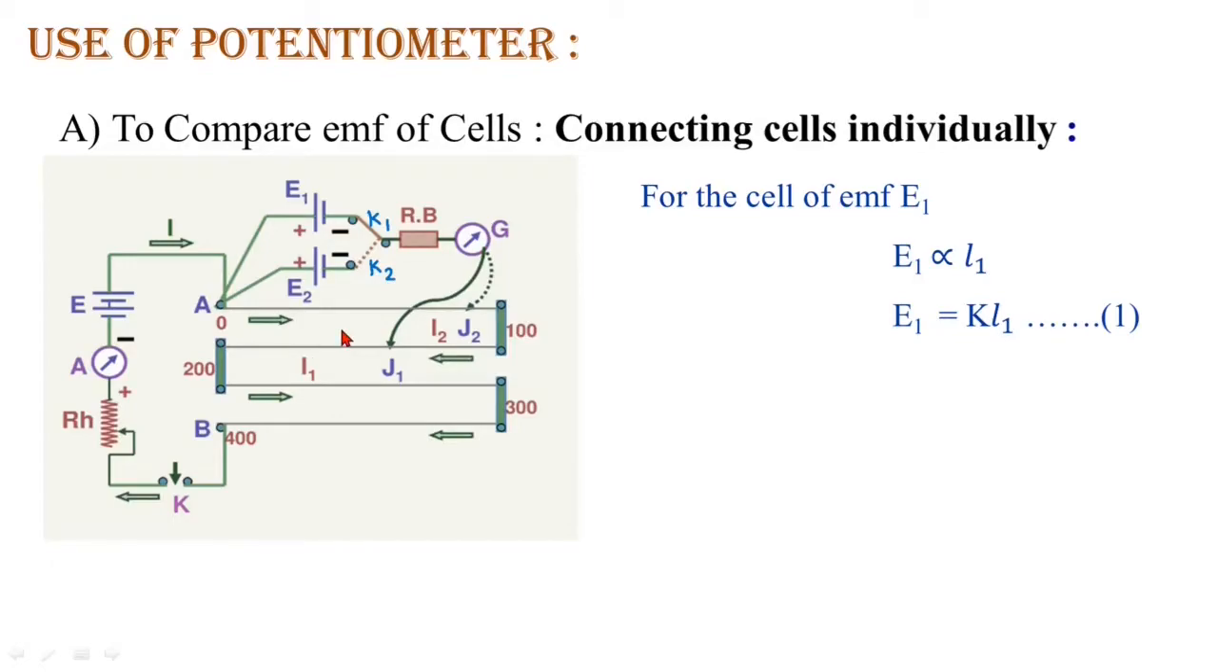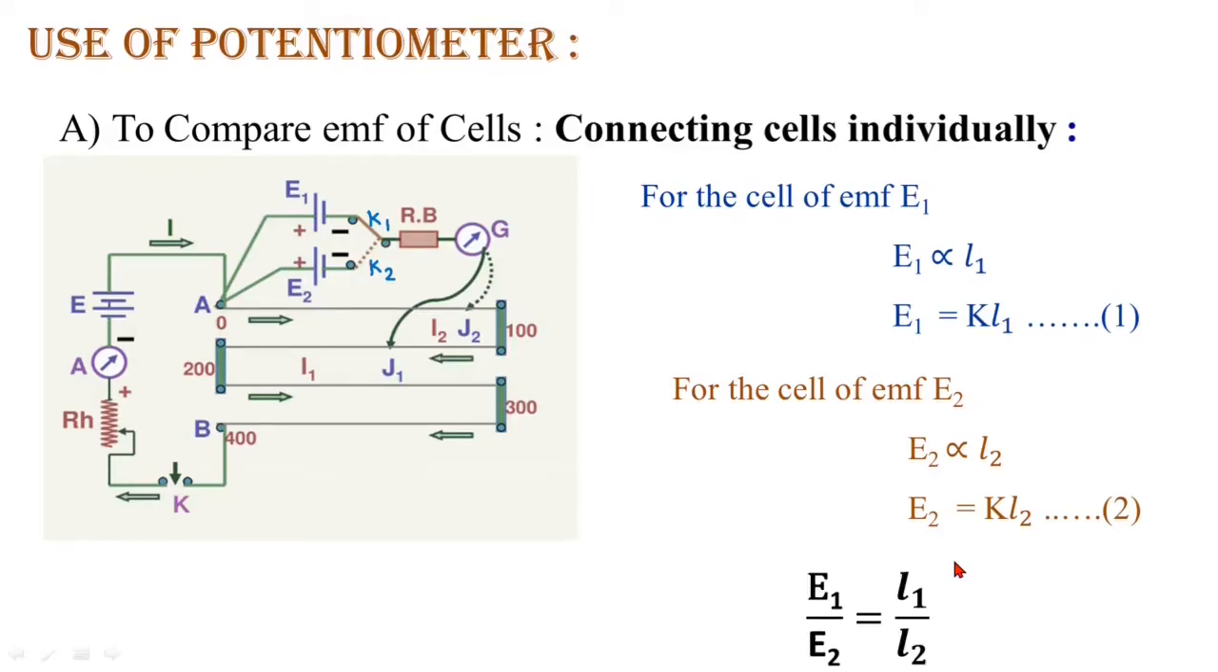This length corresponds to the EMF E2 of the cell. For the cell of EMF E2, as E2 is directly proportional to L2, therefore E2 is equal to KL2. From the above two equations, dividing equation 1 by 2, we have E1 by E2 is equal to L1 by L2. Thus, we can compare the EMFs of the two cells. If any one of the EMFs is known, the other can be determined.